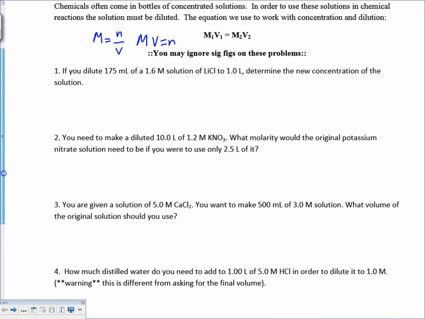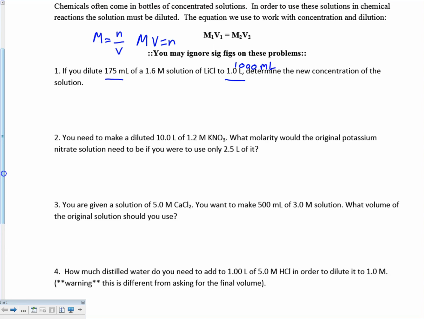So continuing on down here, this is the first example. It says, you dilute 175 milliliters of a 1.6 molar solution of LiCl to 1 liter, determine the new concentration. In this one, it's important that we look at the units. Since volume is on both sides, you can have it in milliliters or liters, but it's important that you're consistent about your units. On one side, we're given milliliters, and on the other side, we're given liters. So I'm just going to say 1 liter is the same as 1,000 milliliters.